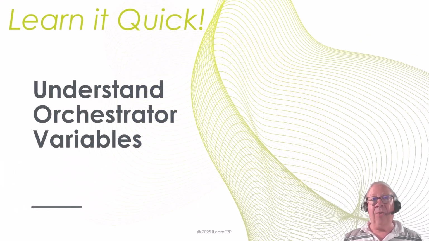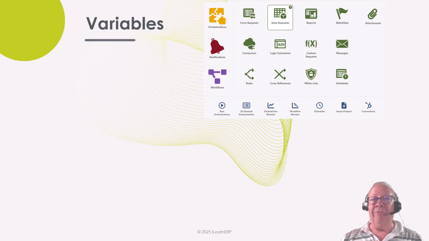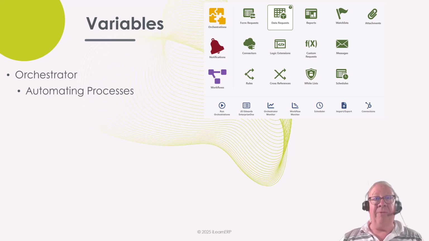In this video, we're going to look at a foundational topic on the Orchestrator. We're going to talk about variables and their use. This is part one of two videos about variables. This is for functional users of EnterpriseOne who are just getting started with the Orchestrator Studio. In the most simplified description, the Orchestrator is a tool for executing processes and connecting to other systems.